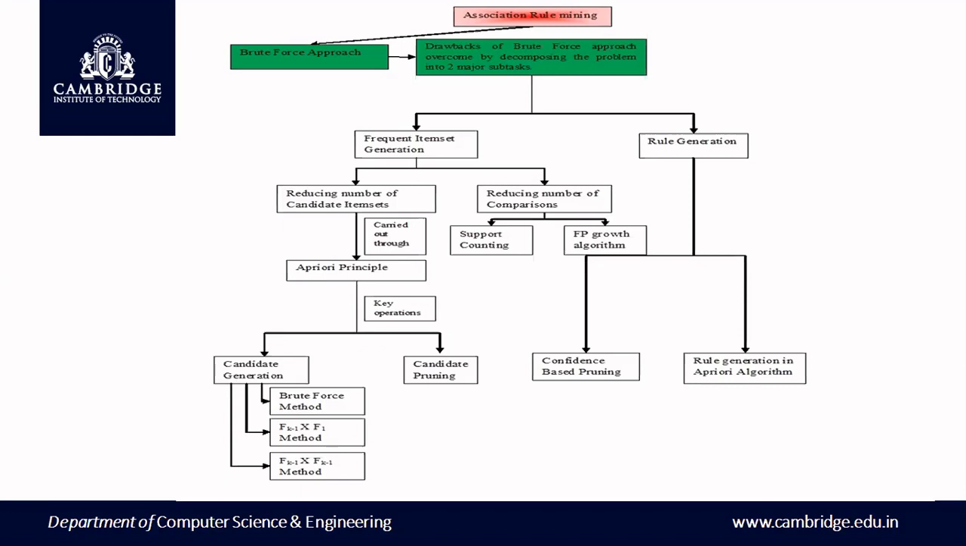The first thing we are going to consider here is the brute force approach in order to validate the association rules. After understanding that, we will get to know the drawbacks related to the so-called brute force approach. Having understood the drawbacks, it will be very easy for us to get to know why we go for the next steps ahead, for example, frequent item set generation and rule generation. Nothing to worry, step by step I will be explaining the concepts.